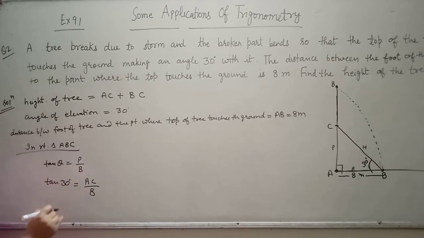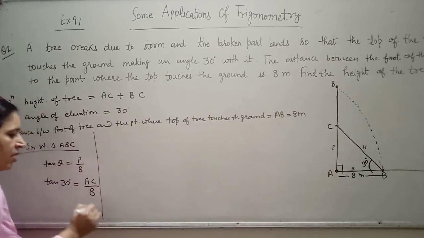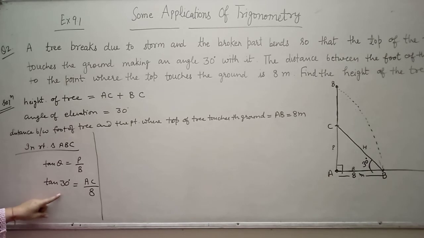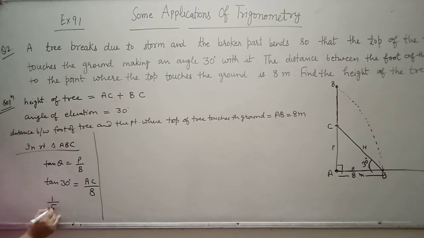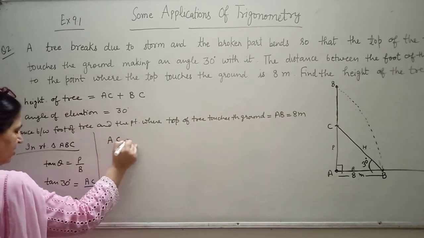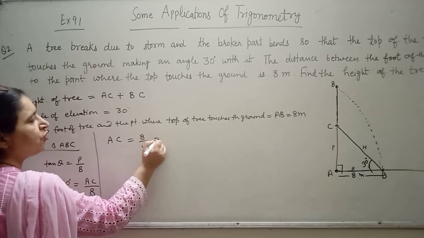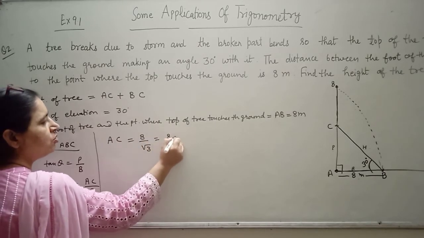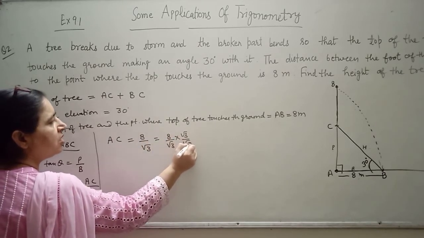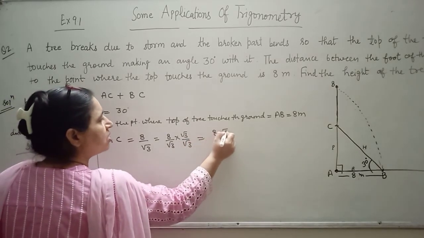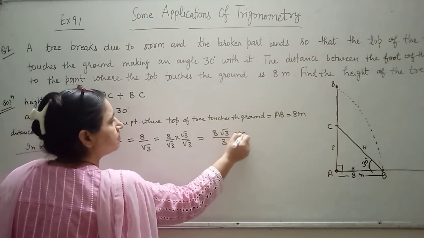And as I told you earlier also, you must know the values of these trigonometric functions in the particular standard angles. तो tan 30 डिग्री की वैल्यू होती है 1/√3, AC upon 8. So what is the value of AC? AC is equal to 8/√3 meter. If you rationalize it, multiplying by √3 upon √3, it is 8√3 upon 3 meter.